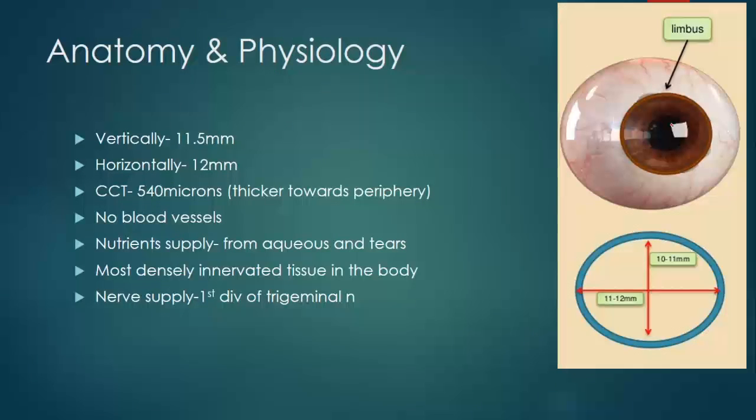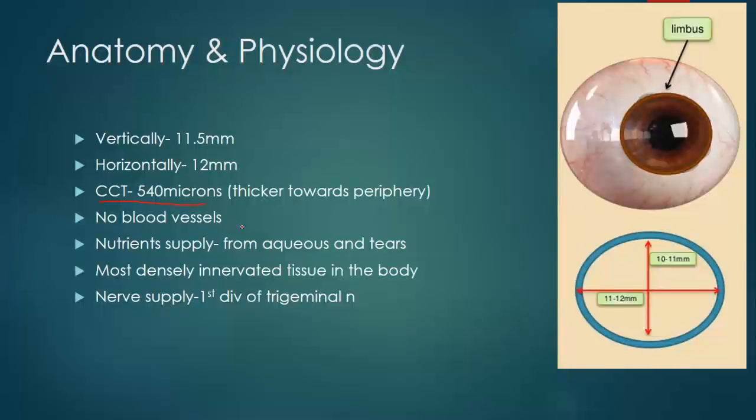The thickness of the cornea varies from the center to the periphery. The center being the thinnest portion, the central corneal thickness is given as 540 microns, and as you go to the periphery, the cornea thickens. And it is a transparent structure because there are no blood vessels, there are no lymphatics.